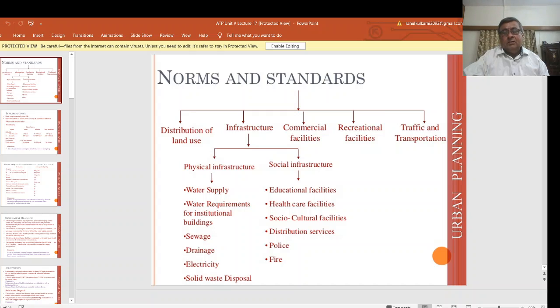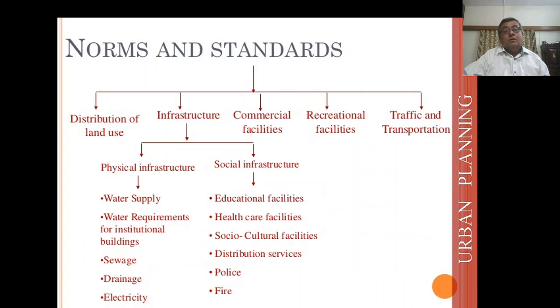My next lecture on the subject ATP Unit 5, and we'll continue with UDPFI. Now, last lecture we have seen about distribution of land use. Now, in this lecture, we'll see the next part, that is infrastructure, and in continuous lecture commercial facilities, recreational facilities, traffic and transportation.